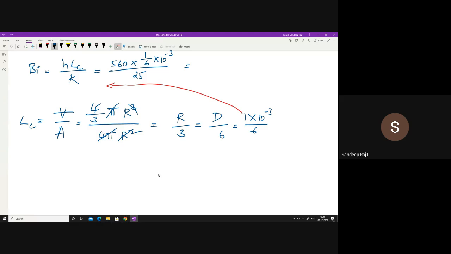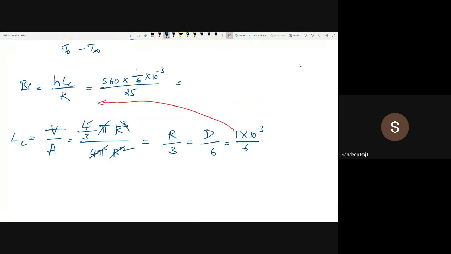Please tell me what is the Biot number value? Please calculate and tell me what is the value of this particular expression I'm showing in green. Calculate and tell me.